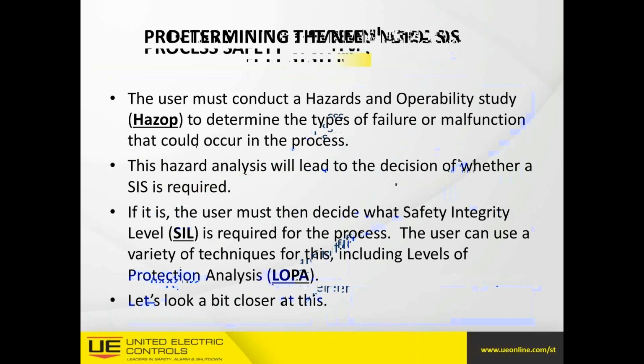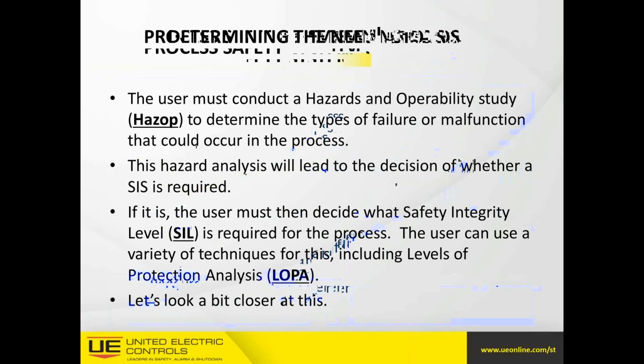So we have a HAZOP rating. We know that it will require some safety instrumented systems within it. And now the next piece of the puzzle is, what will that SIL, that safety integrity level, be required for the process. And then once we determine that, the user can use a variety of different techniques for this, including levels of protection analysis, which is very, very common practice in our industry. And we call that LOPA, layers of protection analysis.